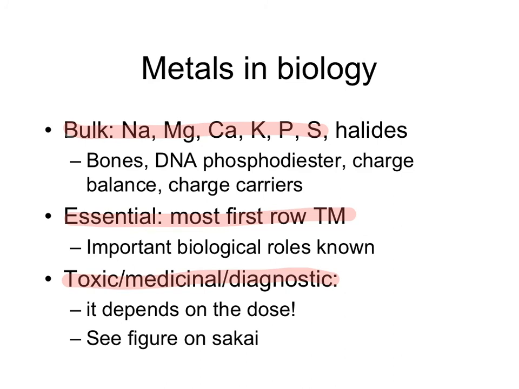So for example, gadolinium is used as an MRI contrast agent. We saw on the previous slide cisplatin being used as an anti-cancer agent. And the difference between something being toxic and something being medicinal depends on the dose. There's a figure in the textbook chapter, but also on Sakai, which talks about how doses of the metals have a different response depending on whether the metal is essential or non-essential.